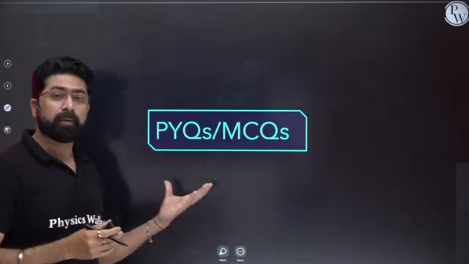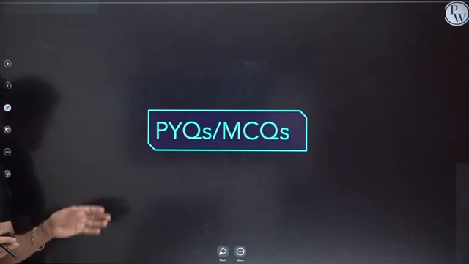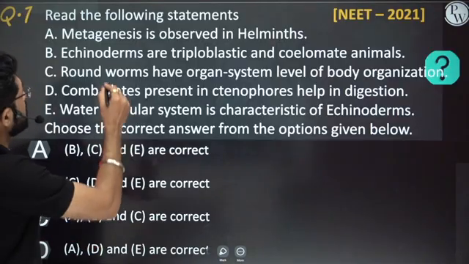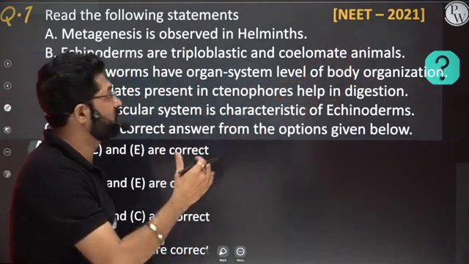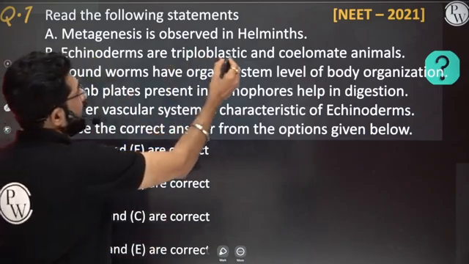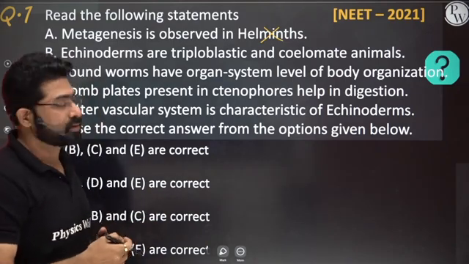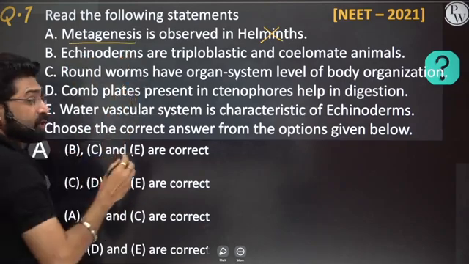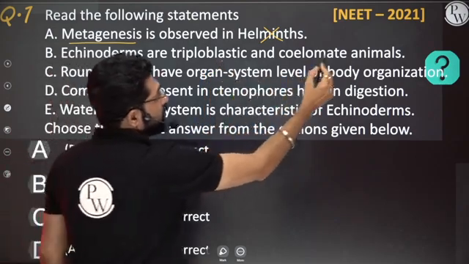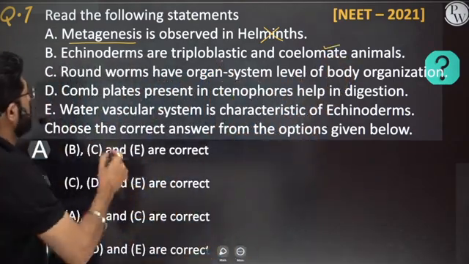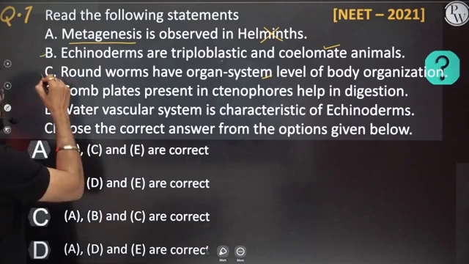Now we'll be discussing the previous year questions and multiple choice questions on these topics. Read the following statements. This question came in NEET 2021. Metagenesis is observed in cnidarians, that is, the presence of polyp and medusa. Echinoderms are triploblastic and coelomate animals. Absolutely correct. Roundworms have organ system level of body organization. That is also correct. So B and C are correct.